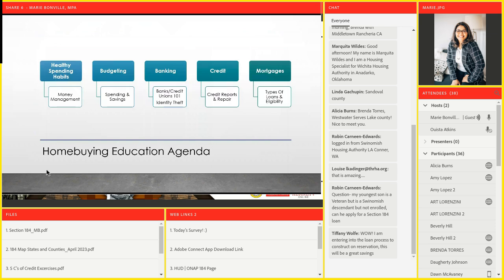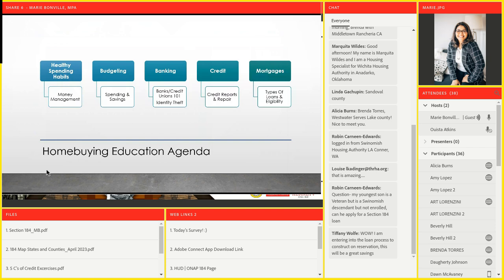So when I'm doing this particular programming, what I like to do is start with healthy spending habits. We'll talk about spending and savings, creating a spending plan. We'll go into banks to make sure that they understand how they work. I should put native CDFIs in there. I just didn't have enough space.